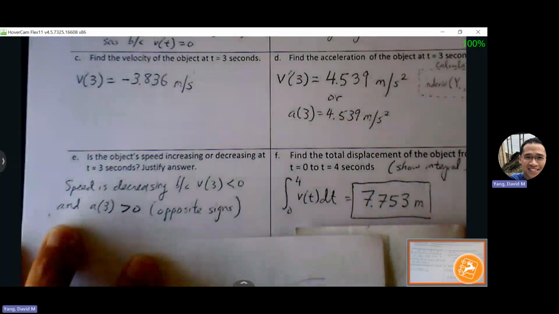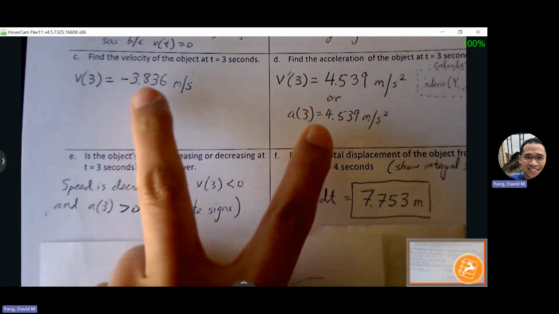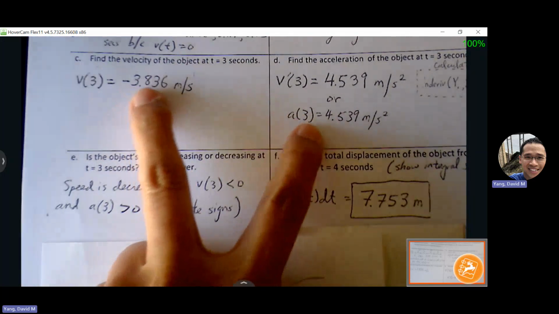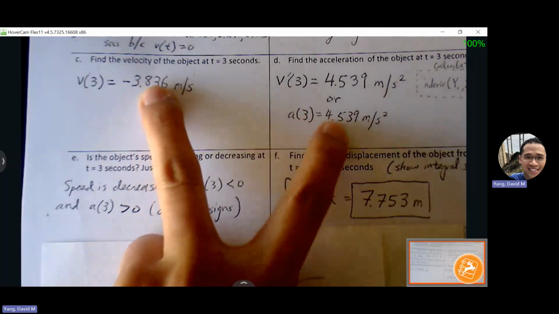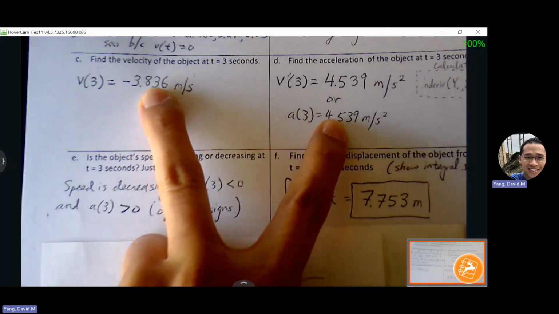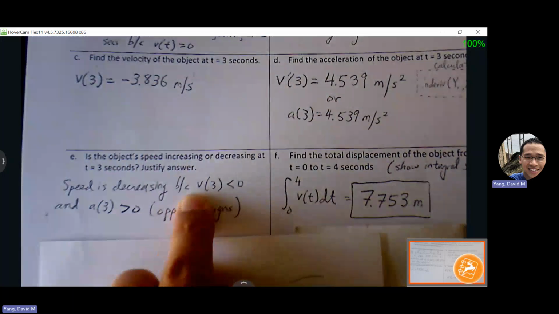So increasing, decreasing speed depends on comparing velocity and acceleration. If these both have the same signs, that means speed is increasing. So it could be both positive or both negative. That would mean speed increasing. But if one is negative and the other is positive, it doesn't matter which is which, my speed is going to be decreasing.